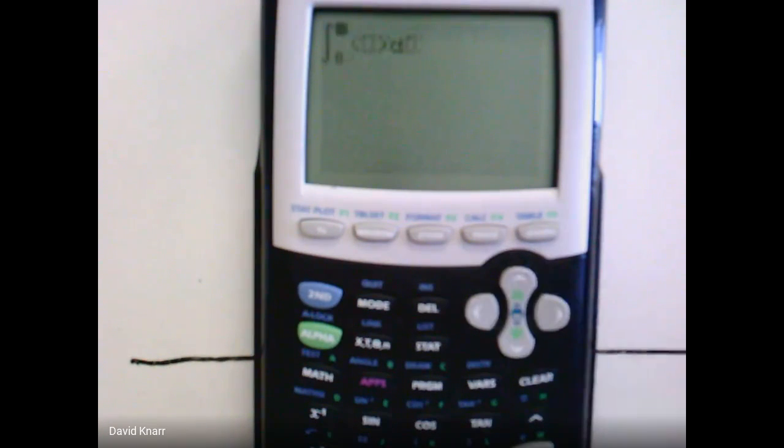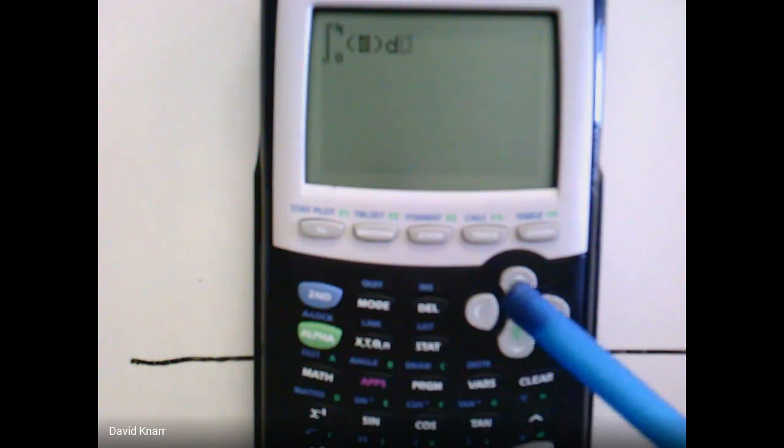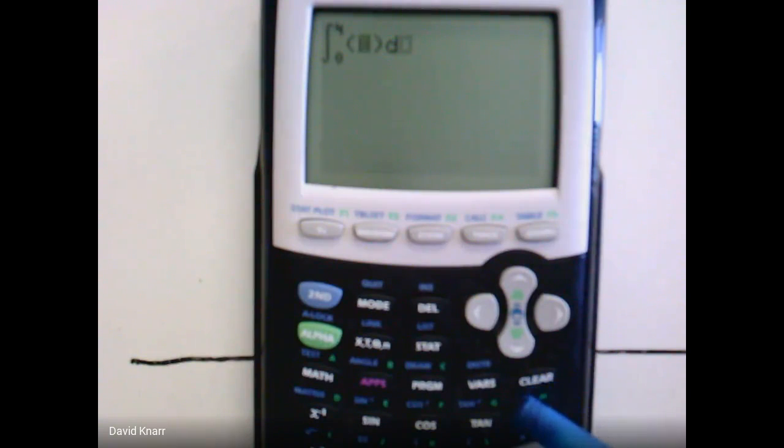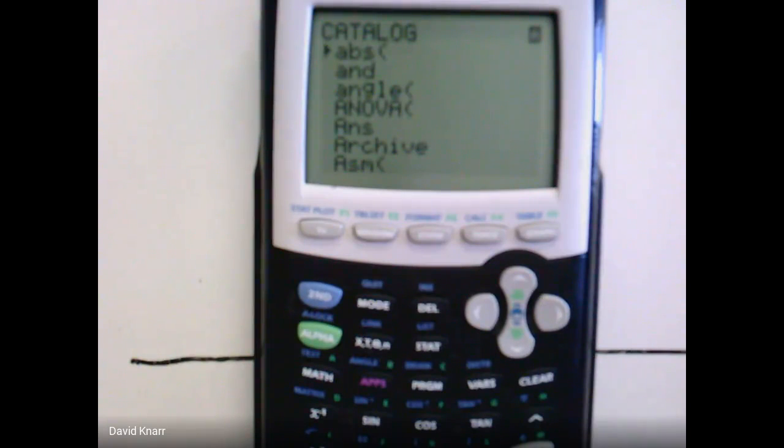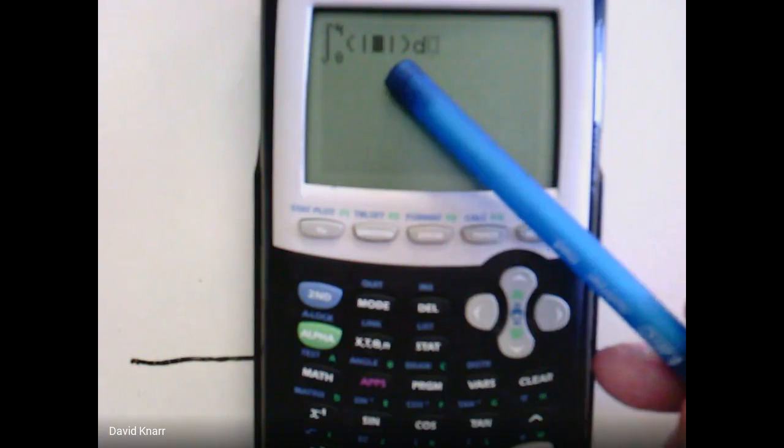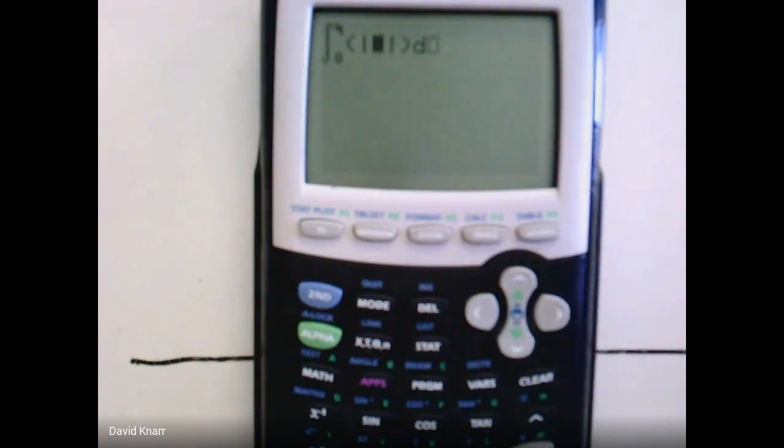Okay, so we'd integrate from 0 to like 4. Now you'd need the absolute value of velocity. To get the absolute value, the easiest way to do it actually is to go to the catalog, which is second 0, because absolute value is actually the first entry. There it is, ABS. So you'd hit ABS, and there we go. It brings up a set of absolute value bars. You could type in whatever thing you want to integrate, you know, x squared plus 1, whatever it is. That would be your velocity, dx, and push enter, and it'll give you your answer.